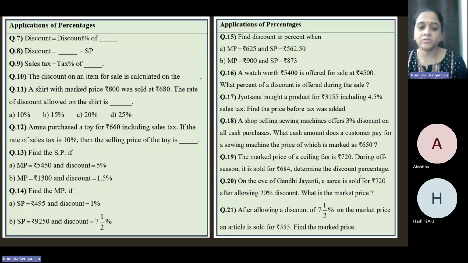Online children, I've shared the questions on WhatsApp. You please continue working. I'm going to answer the questions. As I work, you keep working. At the same time, keep checking your answers for the earlier questions. All right, don't stop working. You continue.